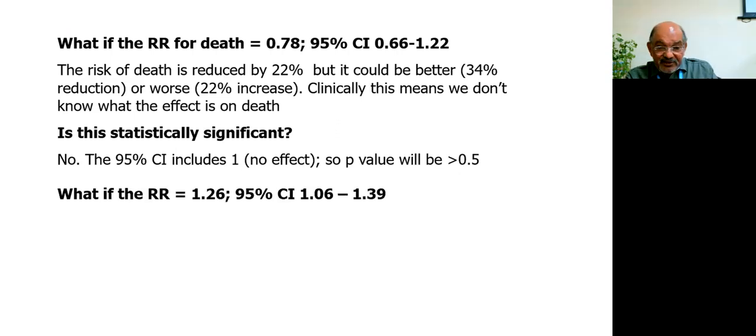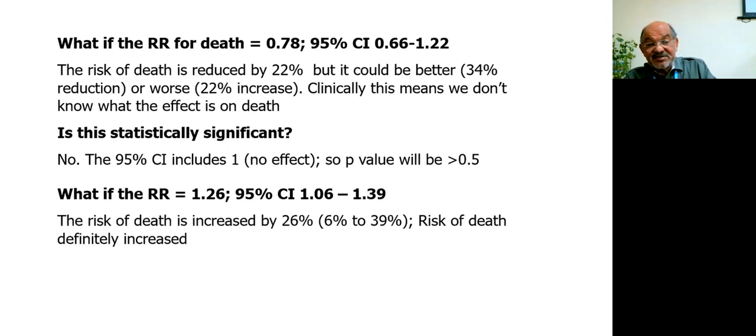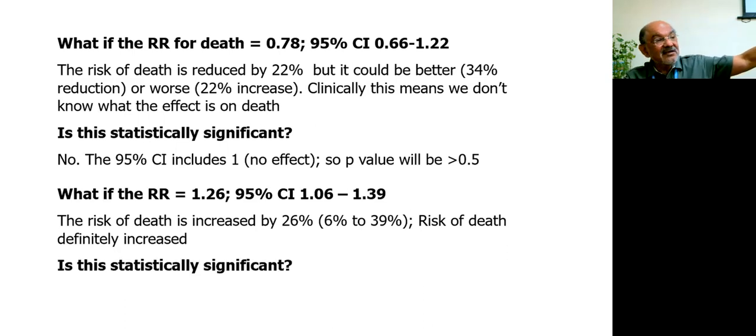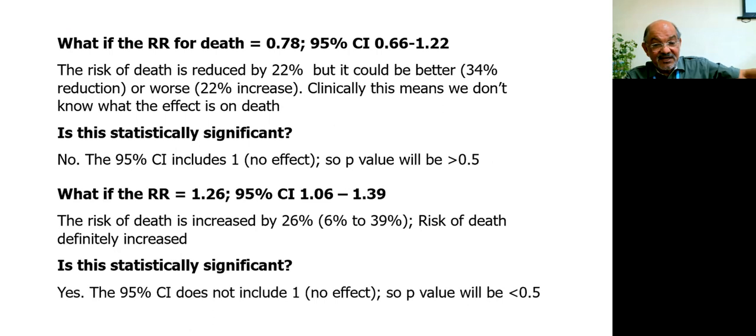What is the relative risk of 1.26, 1.06 to 1.39? Risk of death is increased by 26%. It would be 6% to 39% increase. Death is definitely increased. Is this statistically significant? Yes. It does not include 1. You may not like the answer, but it is statistically significant. It's not due to chance.